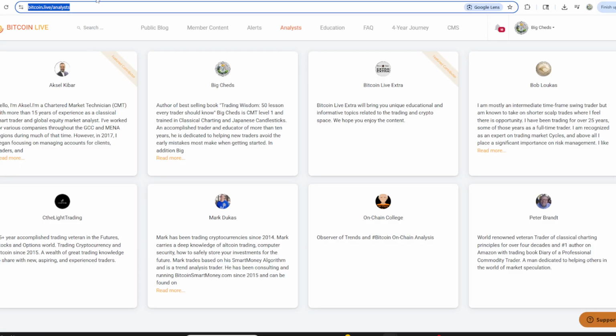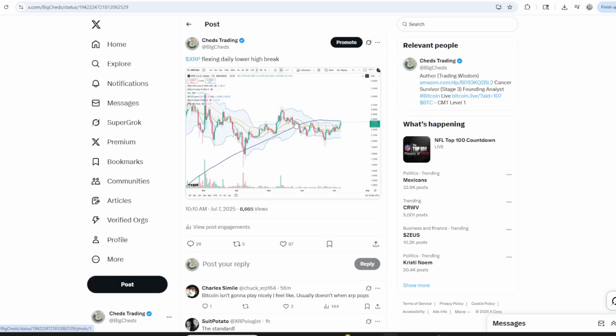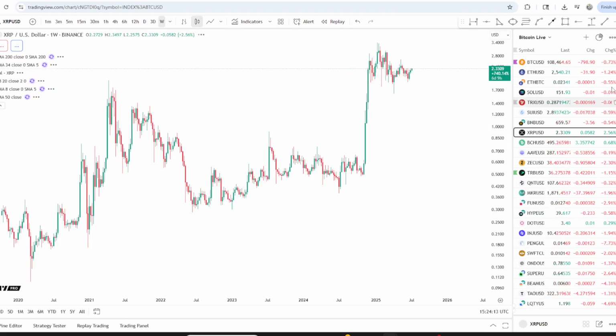For today's lesson, we're going to discuss a tweet that I put out a little bit earlier. XRP flexing daily lower high break. So let's pull that up. And what exactly does that mean?